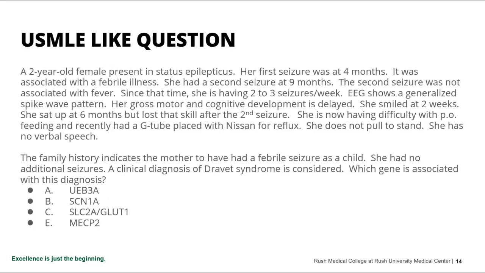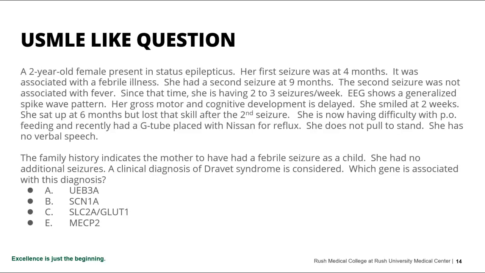So here's a USMLE-like question that I took from one of these books. I always say when I put in these questions, I take them out of books, they're not refereed questions, so sometimes you might argue about the answer, but I'm just going to give it to you because it doesn't count for anything. A 2-year-old female presents in status epilepticus. Her first seizure was at 4 months. It was associated with a febrile illness. She had a second seizure at 9 months. The second seizure was not associated with a fever. Since that time, she's been having 2 to 3 seizures a week.